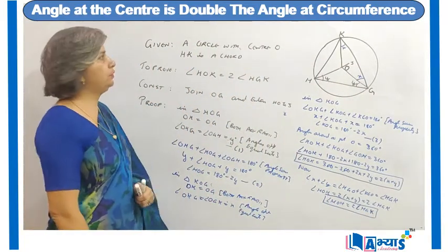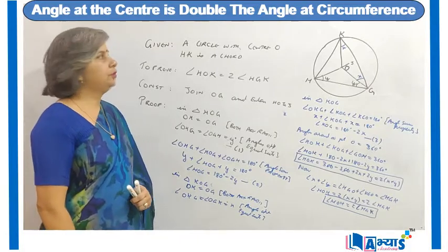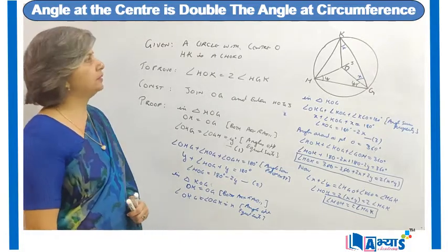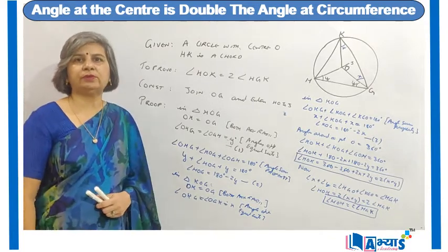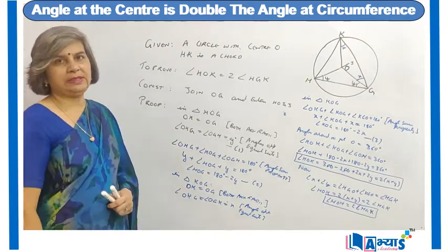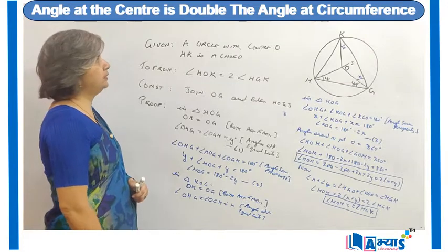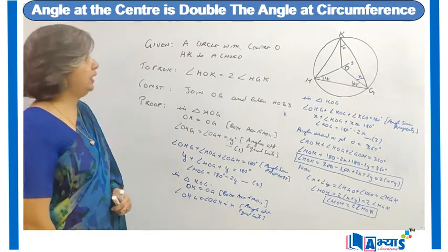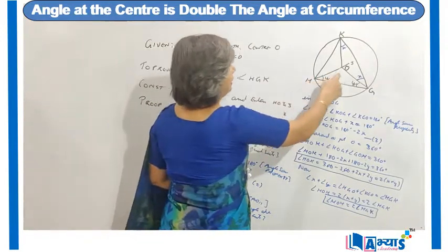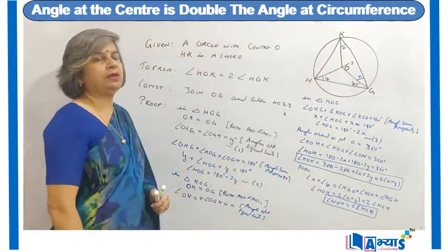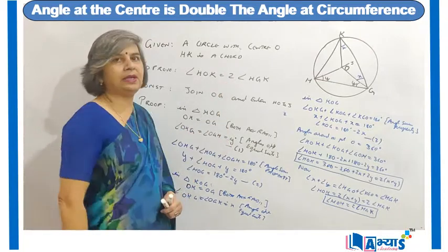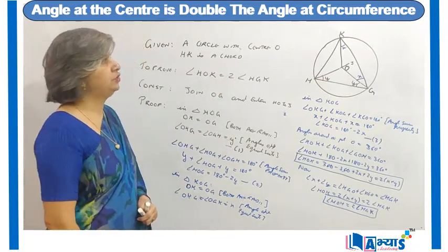Now let us sum up the theorem. The theorem is to prove that the angle at the center is double the angle at the circumference. This is a concept in the chapter of circles of mathematics. So what we are doing here is we have taken a circle with center O and HK is a chord, and we have to prove that HOK, that is the angle subtended by the chord at the center, is equal to 2 times the angle subtended at the circumference, that is HGK.